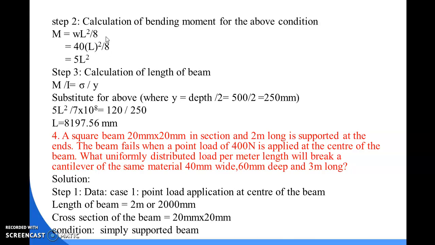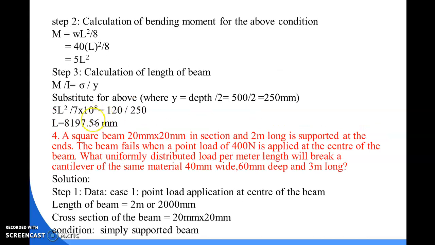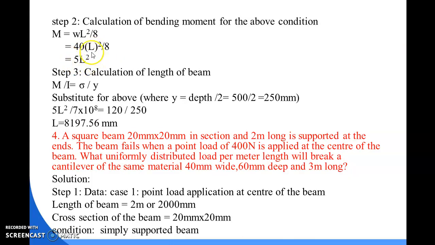the moment, that is, the bending moment of the beam. As you know, it is a simply supported beam and the loading type is UDL. So the maximum bending moment for this case will be WL square by 8. We know W and we don't know L. So we can put 40 in place of W, hence the value will be 40 into L square divided by 8. By simplifying this, we will get the value 5L square, which is the maximum bending moment for this problem.